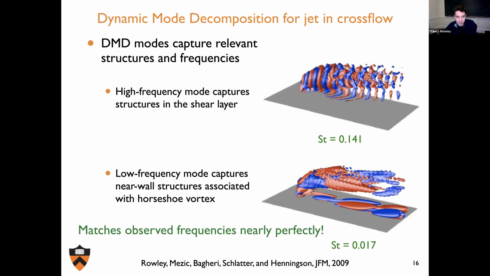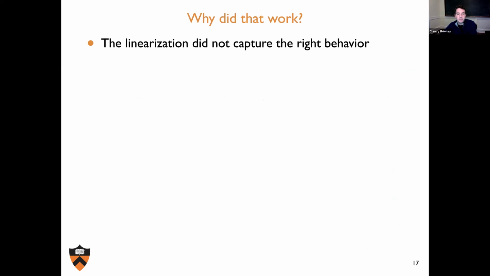the most high energy one has this frequency, non-dimensional frequency 0.14, which perfectly matches the frequency from the full simulation. And the structures look quite reasonable. You see these structures in the shear layer. There was also a low frequency mode, which also nearly perfectly matches the frequency observed in the full data set. So this actually worked beautifully at finding these structures in a way that the linear stability theory did not work nearly as well. Okay, so what happened here?